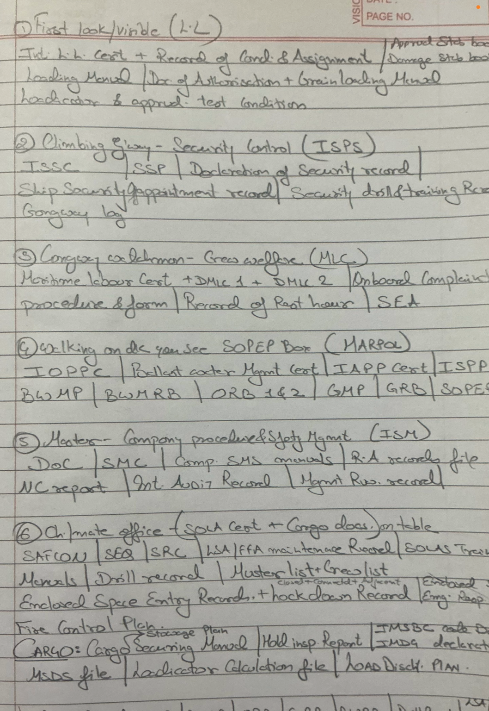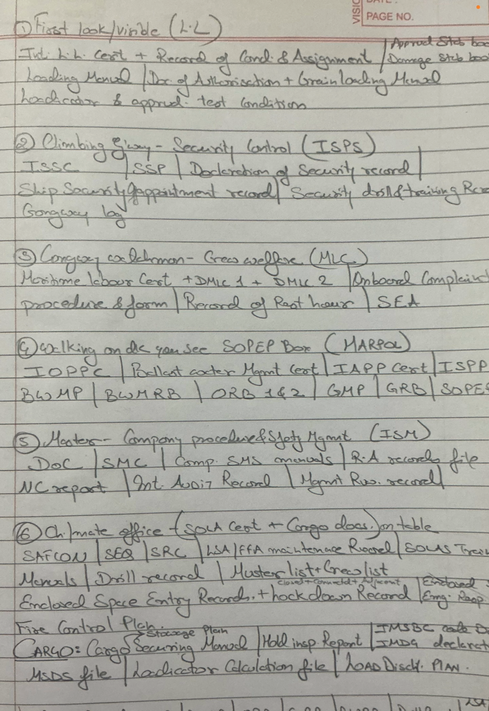Then you have this thing in the port. What do you need to do? Declaration of security, so declaration of security record. Then the ship security officer needs to be appointed because he will be the one signing the DOS. So ship security officer appointment record. What he will be doing: security drills. So security drill and training record, and also the gangway log in which your name will be entered. That also comes under him.